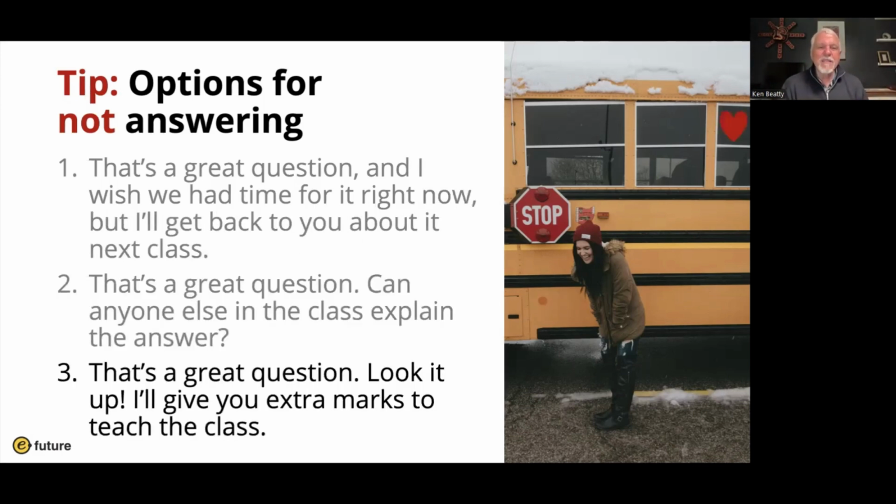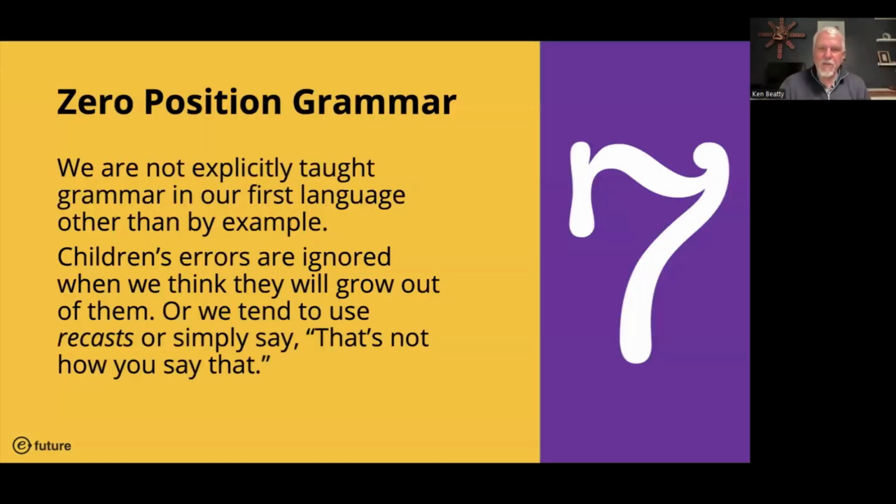And they feel good about themselves and positive about learning English. A third one is, "That's a great question. Look it up. I'll give you extra marks to teach the class," right? So you turn it back to the students and you encourage them. You don't want to discourage students from asking questions, though, but that's why you give some extra marks or something for them doing it. But again, it's a chance for them to show leadership, do some research skills, solve their own problems, become more independent. It's all good. It's all good.